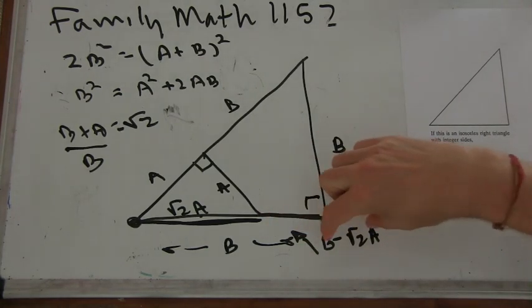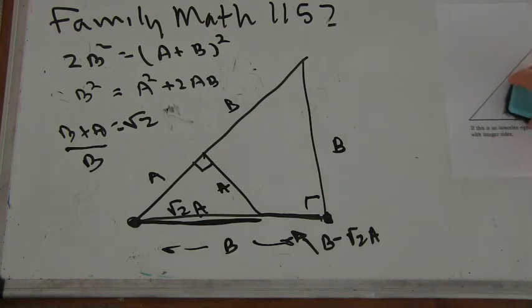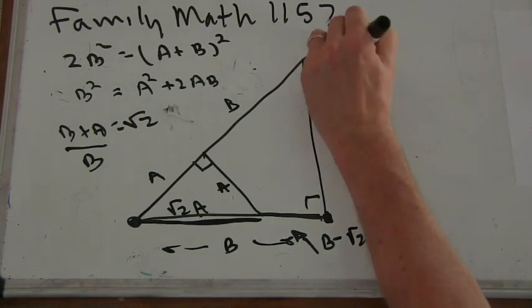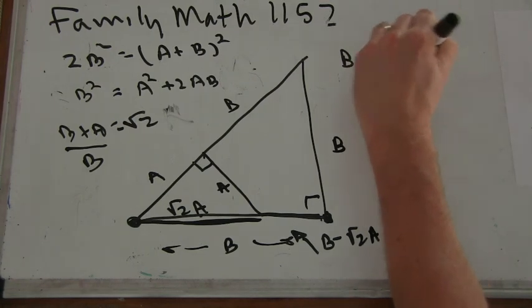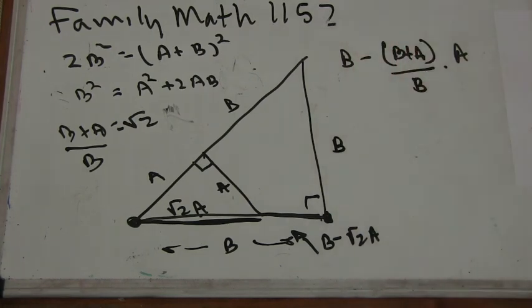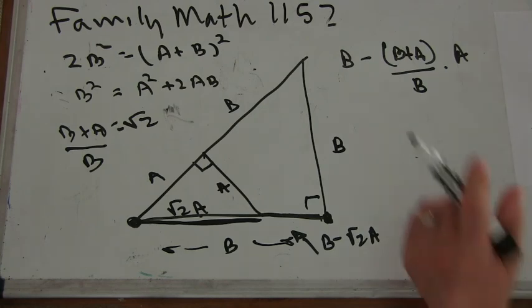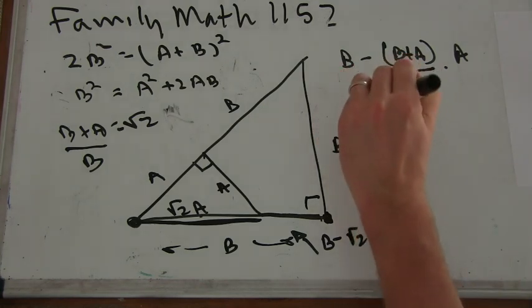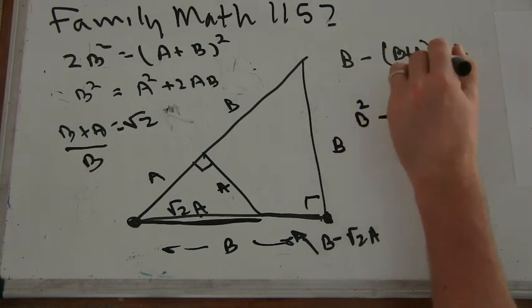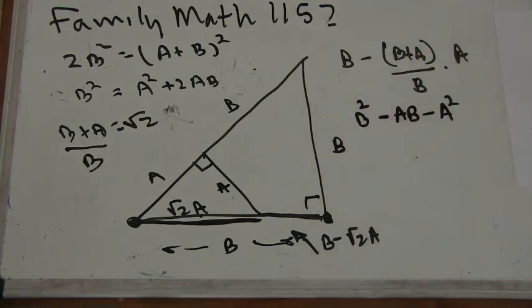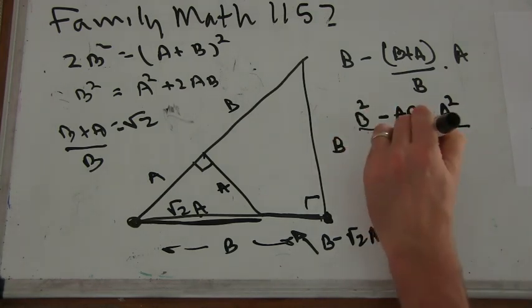Okay, so we can fix that here. This side length is b minus, do I have room to write over here? Yeah, you do. B minus b plus a over b times a. Okay. If I get a common denominator here, this is going to be b squared minus ab minus a squared over b.